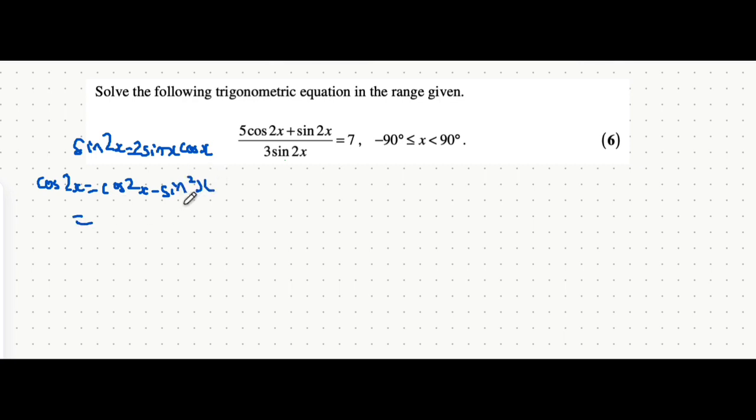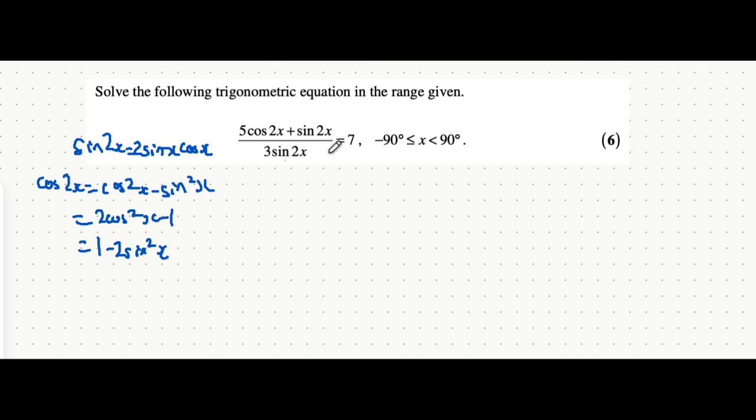Or you can replace sin squared with 1 minus cos squared to make it 2 cos squared x minus 1. Or you can replace cos squared with 1 minus sin squared to make it 1 minus 2 sin squared x. Now the thing is, if you substitute those in, it actually complicates the question a lot more.